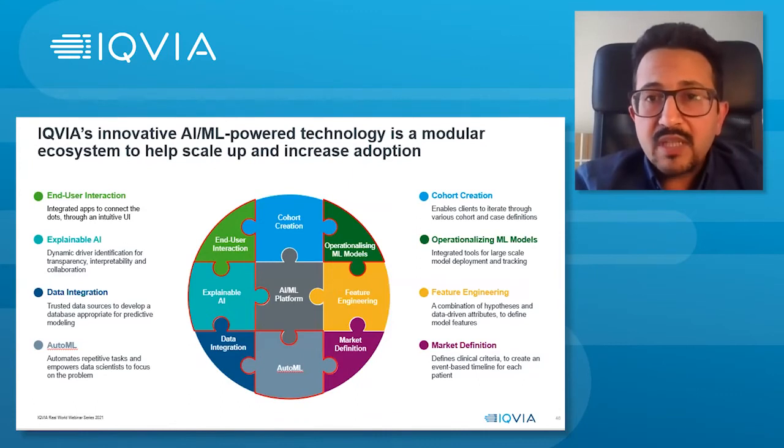IQVIA's AI/ML powered technology is a modular ecosystem with each component created to address the challenges in scaling AI/ML. For example, there is the explainable AI module, part of our glass box approach to provide our clients and their data scientists with full transparency on model performance and key features, not just at a global level, but at a subpopulation level. Another example is the cohort creation module that can create complex and tightly defined cohorts to train the models.